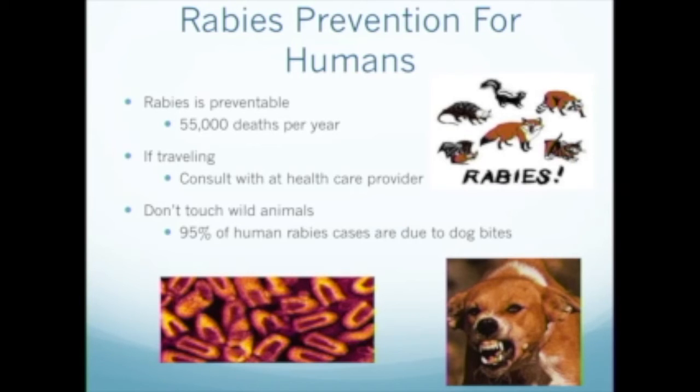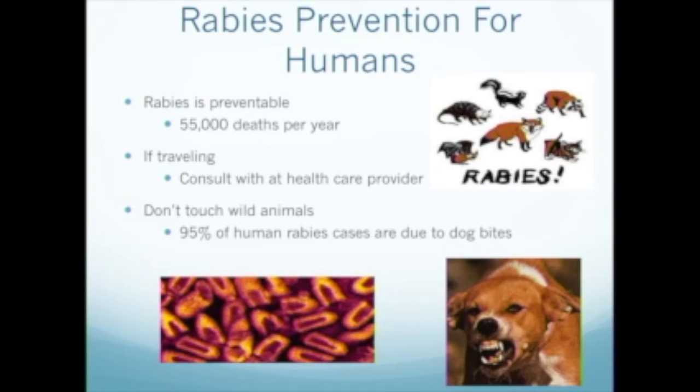Okay, so rabies is preventable. However, 55,000 people die from rabies every year. That is one person every 10 minutes. So that's a lot of people dying. So if you're traveling, you should consult with a healthcare provider about whether you should receive a rabies vaccine, especially if you're going for a long period of time or you're in an area where rabies is very prevalent, say like Africa.